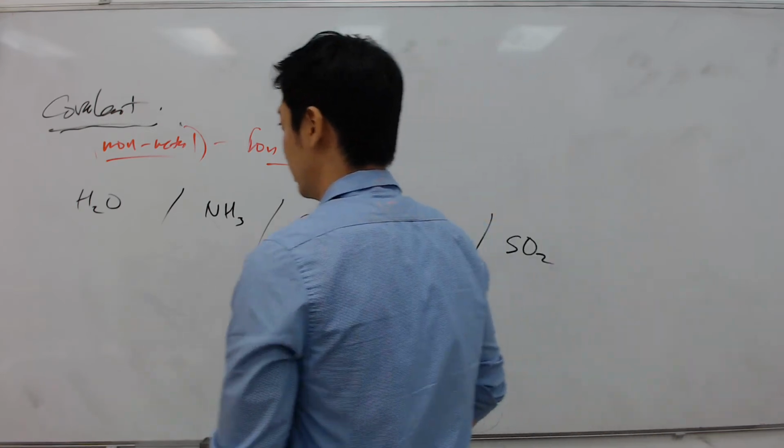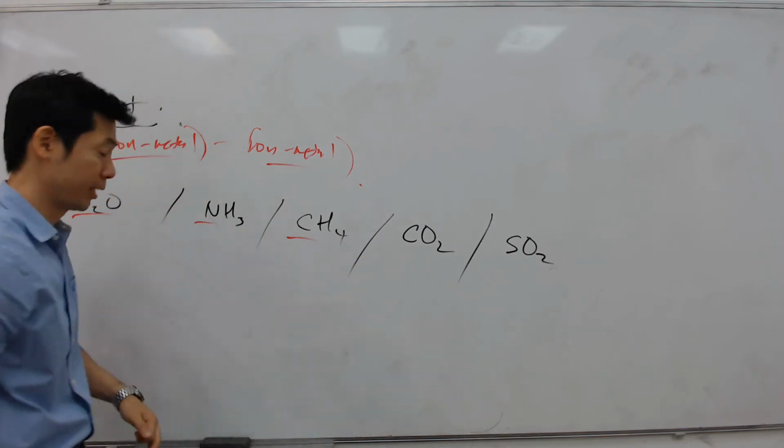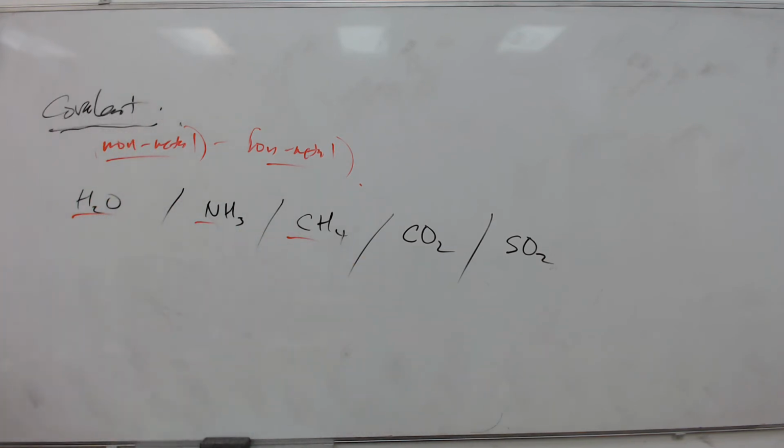Okay, so let's do these first: H2O and NH3, CH4, CO2 and SO2. I'll just do it because of the time. So when you have molecules like this, you've got to be able to draw the Lewis dots. So if you look at it, it's the first and first.